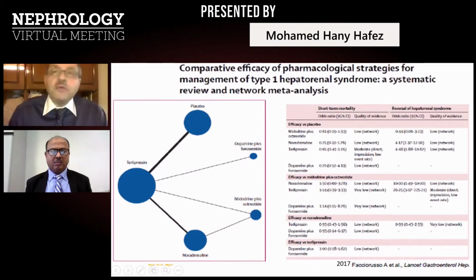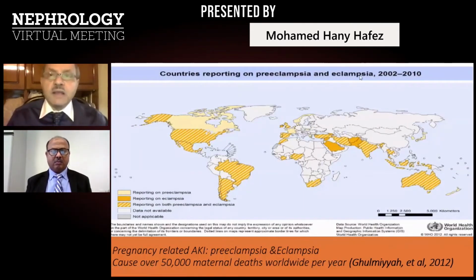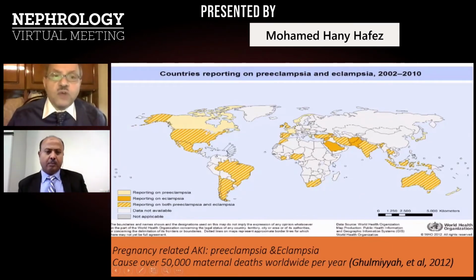Now let's go to another important etiology in the developing world, which is acute kidney injury in pregnancy. In comparison to the developed nations, we have peculiar causes in the developing world. Poor socioeconomic status, malnutrition and obesity, lack of access to care, inadequate infection control practices, and much fewer surgical resources. And when we see the countries' reports on preeclampsia and eclampsia from 2010 by the WHO, you see that, of course, some areas do not report.